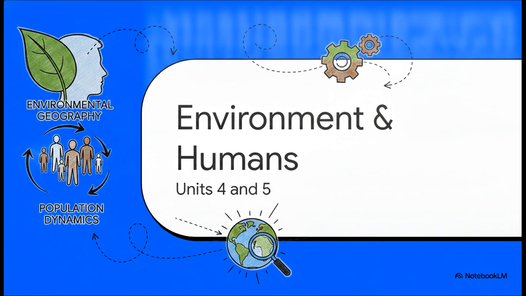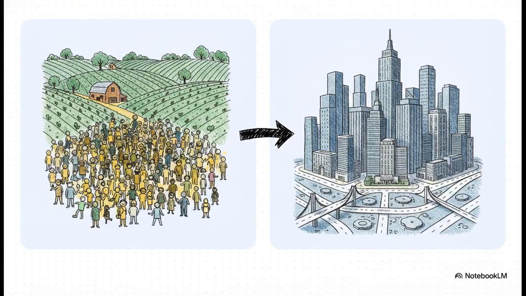Moving right along to bucket number 2, environment and human systems. This is where we synthesize units 4 and 5 by bringing actual human beings into the picture. For this part of the exam, you're going to need to critically compare some pretty foundational demographic theories, like how did Malthus view population growth compared to, say, Ricardo or Sadler?